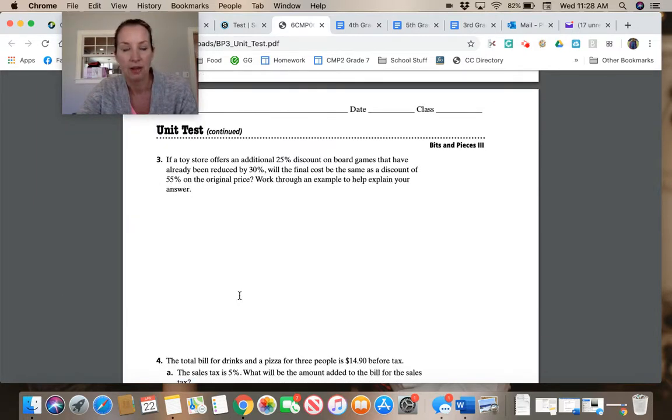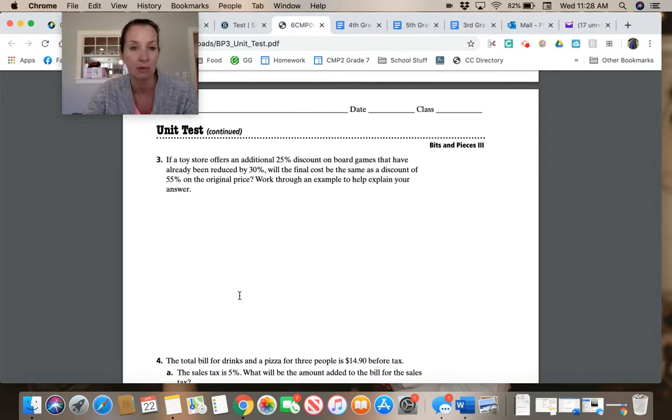On the next page, we have number 3. We talked about this in one of the earlier videos when I said that this would be a question on your test. If a toy store offers an additional 25% on board games that have already been reduced by 30%, will the final cost be the same as a discount of 55% on the original price? So first, is it the same? And number 2, work through an example to help you explain your answer. So you have to explain why it either is or is not the same.